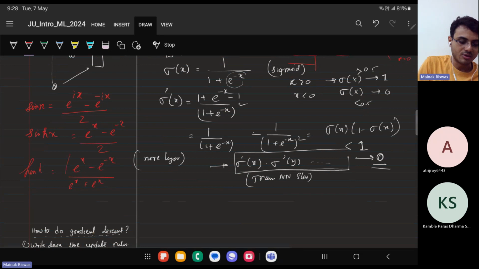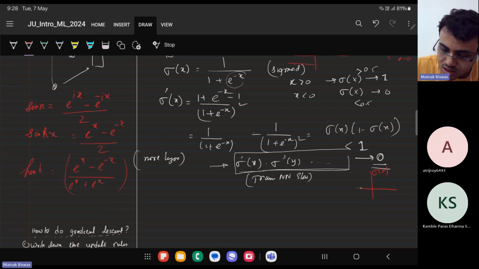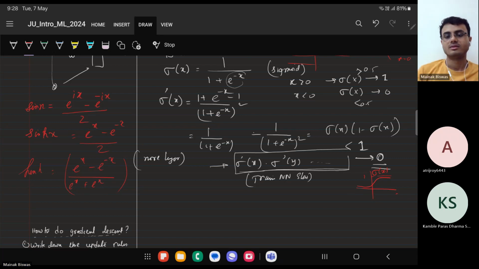So can you tell me between what values this tanh function can range? I know how the sigmoid function looks, right? It looks like this, between 0 and 1. But how does the tanh function look? Very simple. For x going to minus infinity, what will happen? This will go to minus 1, right?